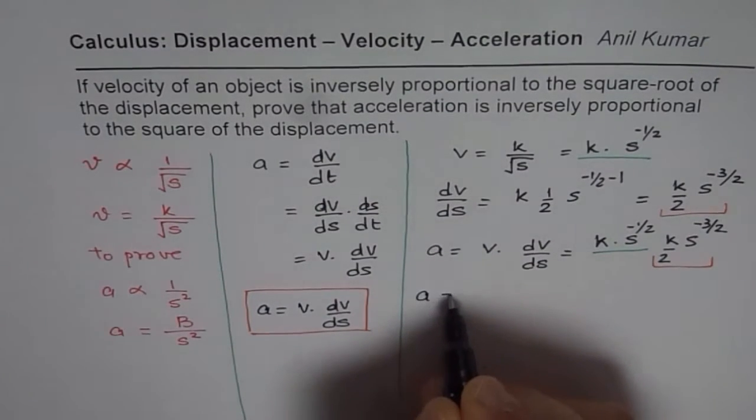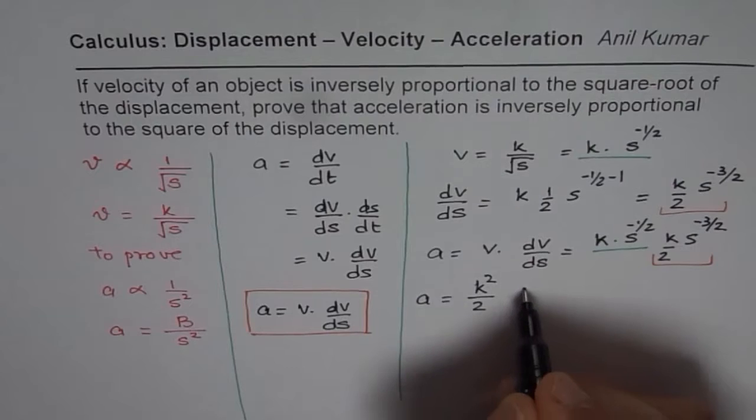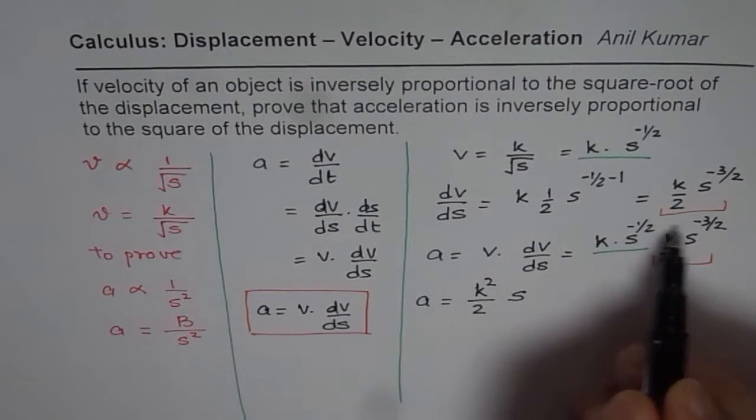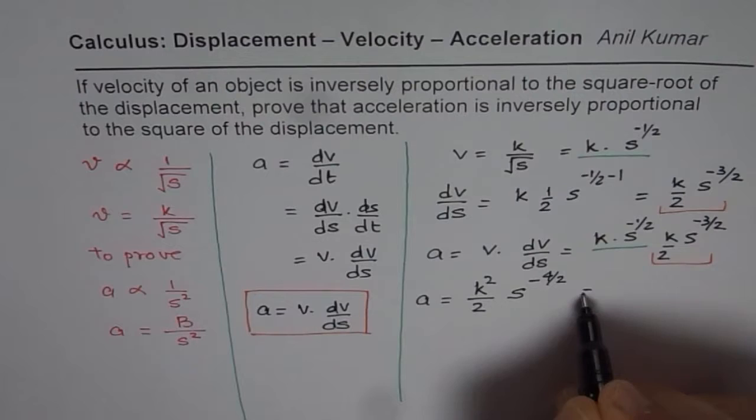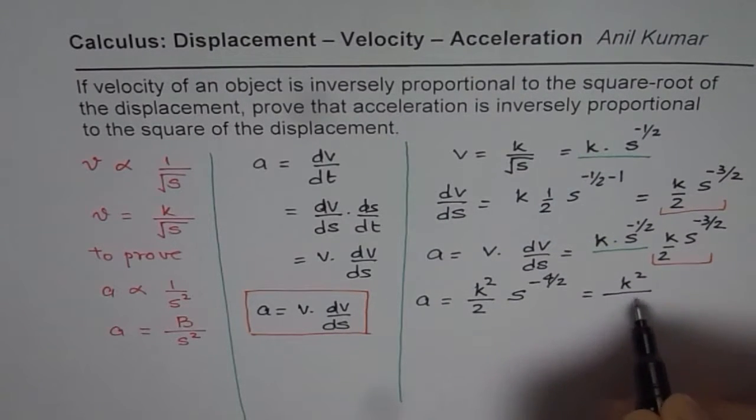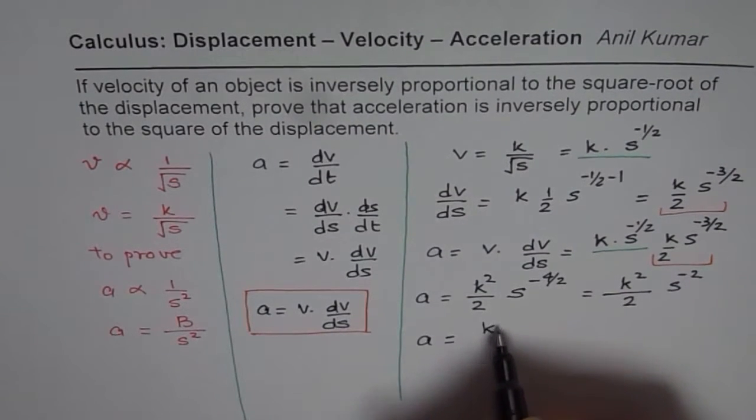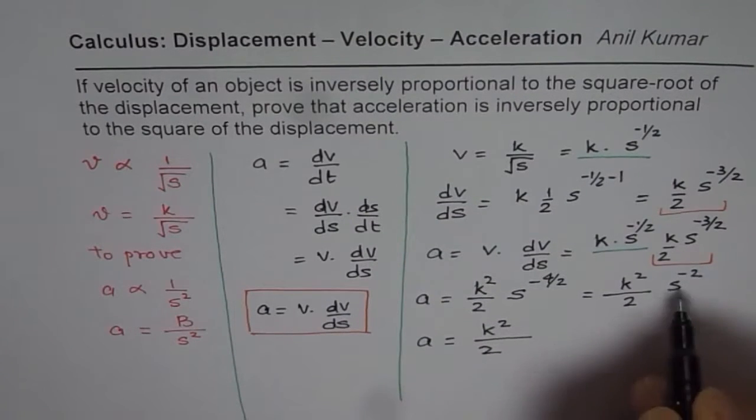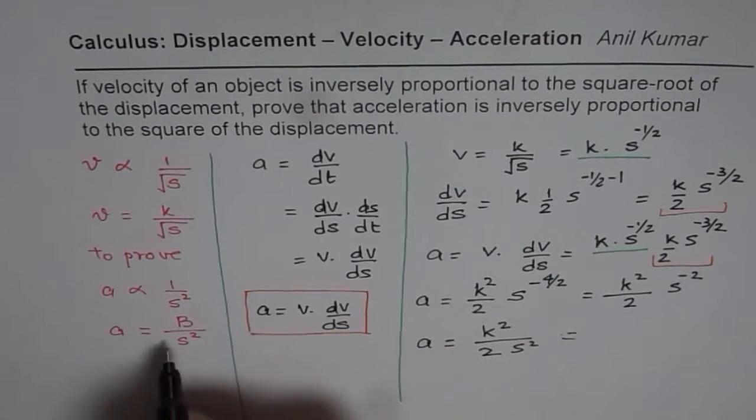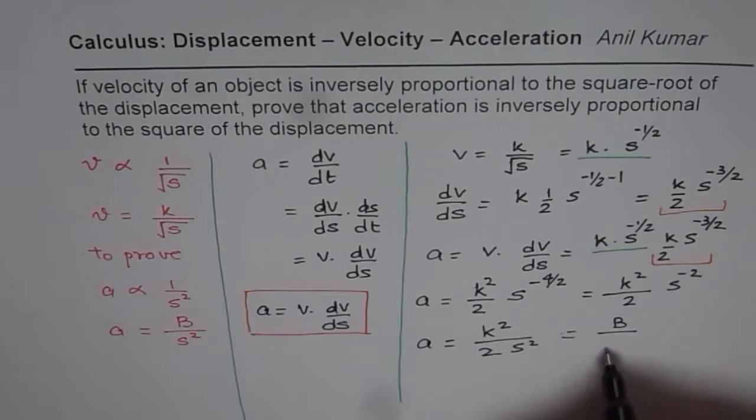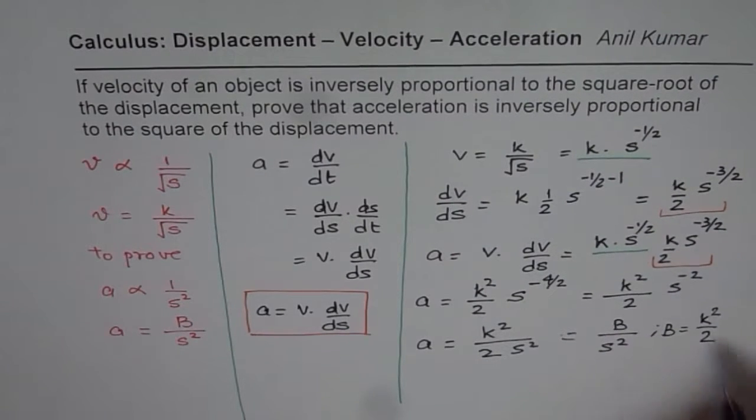So let us write down what this is. k times k is k square, so we get k square over 2. As far as s is concerned, we are multiplying powers, so we'll add them up, so it comes to minus 4 over 2, right? Which is k square over 2 s to the power of minus 2, right? So clearly acceleration is k square over 2, and that is s square in the denominator, right? Now as you can see, we could write this as some constant, so I'm using that constant as b, over s square, where b is equal to k square over 2 for me, right?